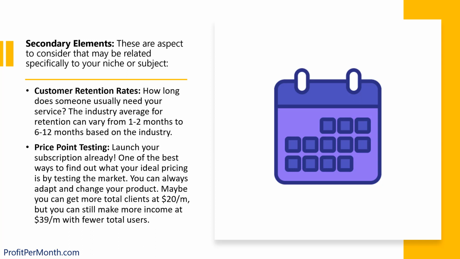And secondly is price point testing. Launch your subscription already. One of the best ways to find out what your ideal pricing is by testing the market. You can always adapt and change your product and price. Maybe you can get more total clients at $20 per month, but you can still make more income at $39 a month with fewer total users. This is a really important distinction that you can only find out by testing different price points.